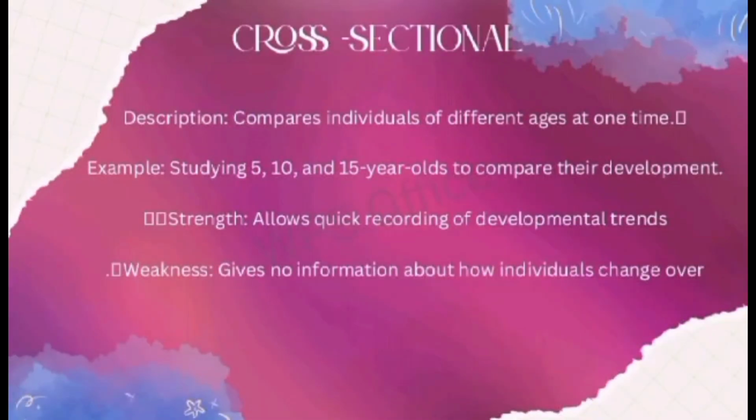Cross-sectional. The description is to compare individuals of different ages at one time. Example, studying a group of 5 to 10 years old and 15 years old and comparing their development. The advantage is that it allows recording of developmental trends, and the disadvantage is that it gives no information about how individuals change over time.